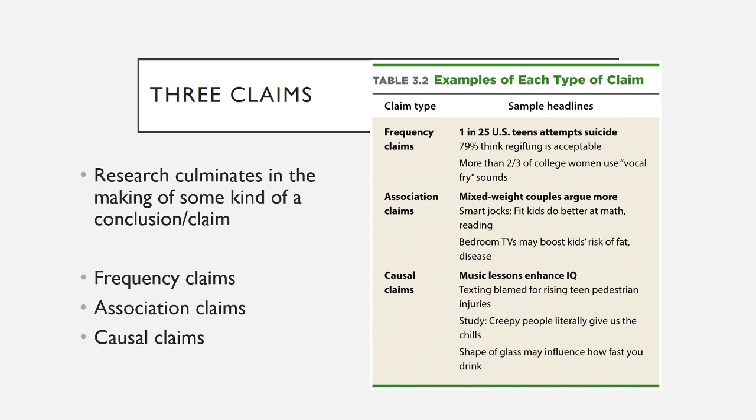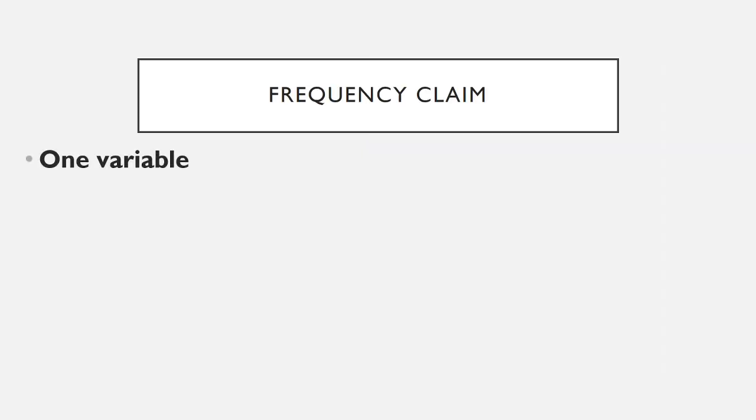Additionally, this frequency to association to causal ordering relates to the strength of the claims. Basically, it's easiest to make a frequency claim, it's hardest to make a causal claim. For your research projects, you're really going to be focusing on association claims because, as I'll get into, causal claims take a little bit more of an intensive research design. But I'm going to walk you through these three types.